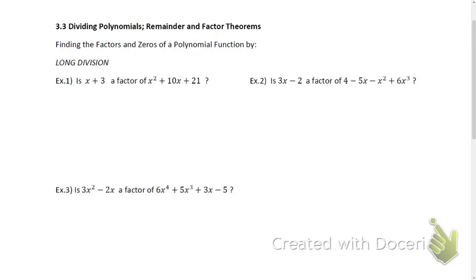So what you do is you need to put the three terms under the house or bracket, whatever your teacher called it back in elementary school, because I'm curious if x plus 3 times something else equals x squared plus 10x plus 21. So that question implies that if I get a remainder of 0, then it is a factor. So we're going to divide by x plus 3.